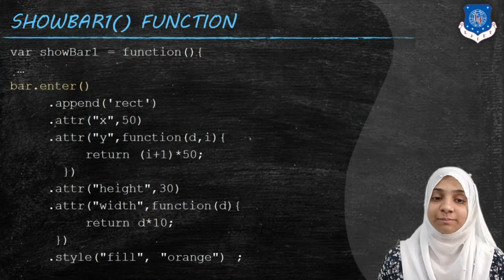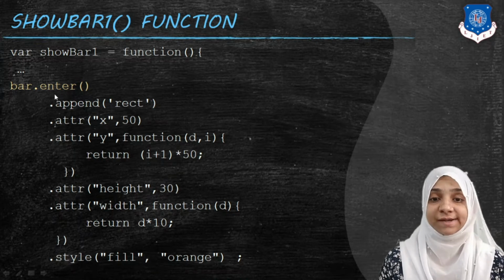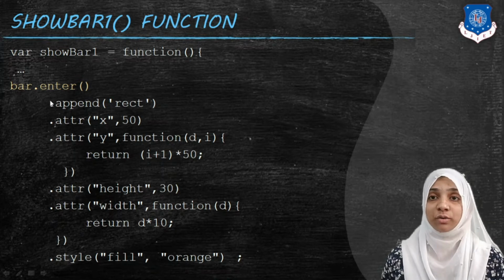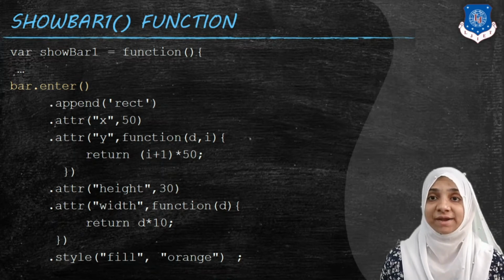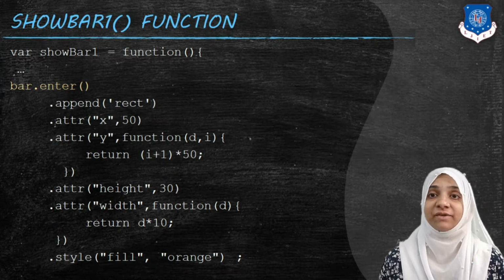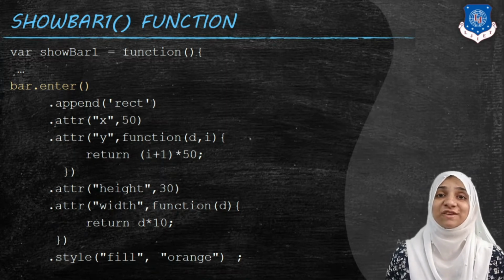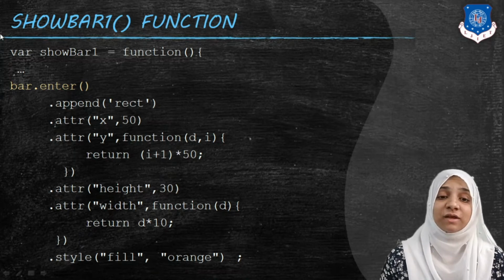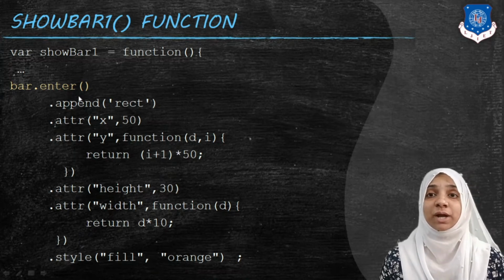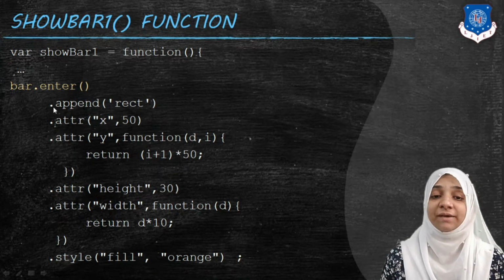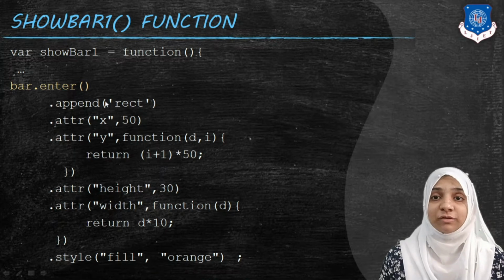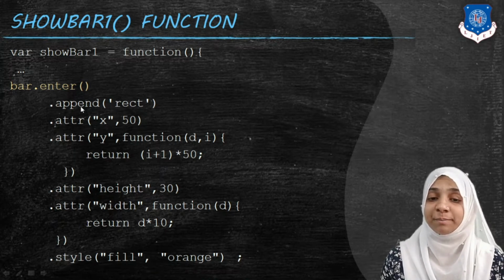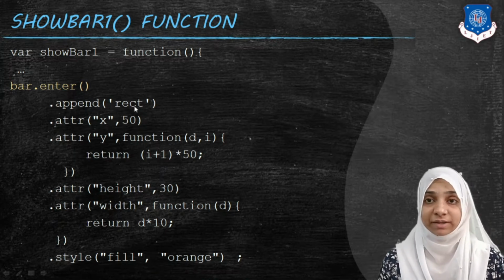Now after this step, we are going to call the enter method. Remember, the enter method is used to find out missing elements within a bound selection. Since our rectangle selection is empty and we have bound a data set consisting of 5 elements, the enter method will find out that we require a total of 5 rectangles, and with the help of the append method, that many rectangles are going to get added. So new rectangles are going to get appended with the help of the append rect method.